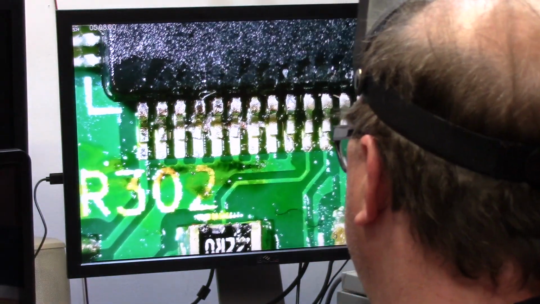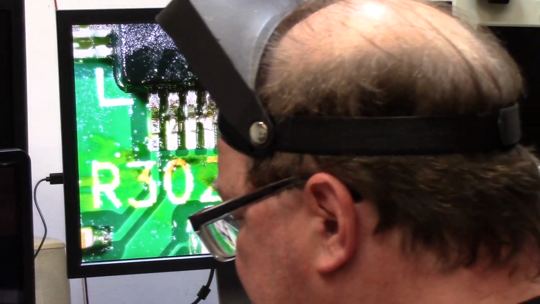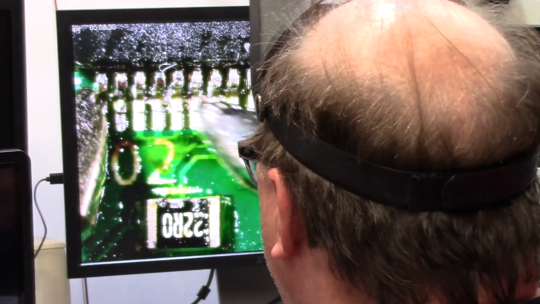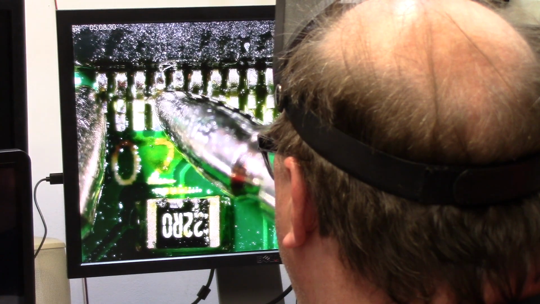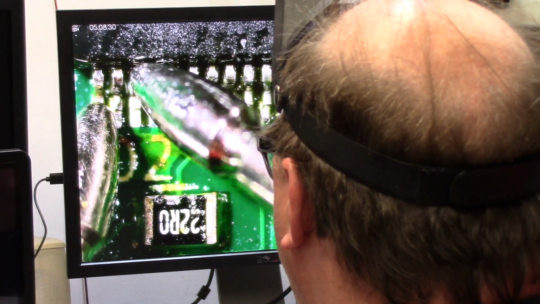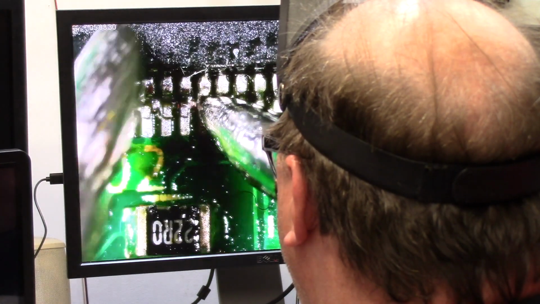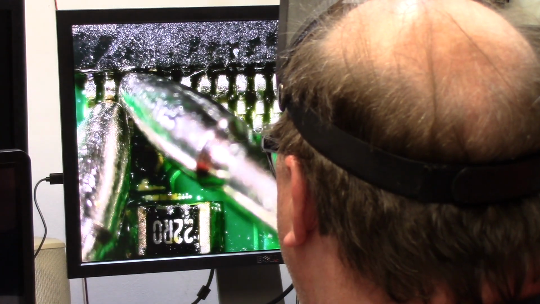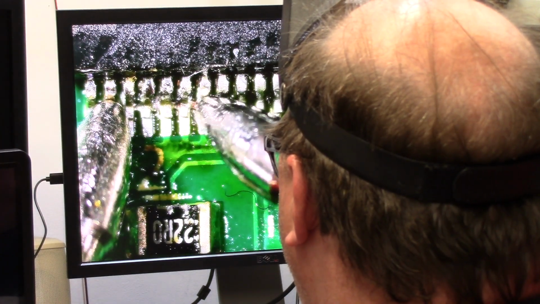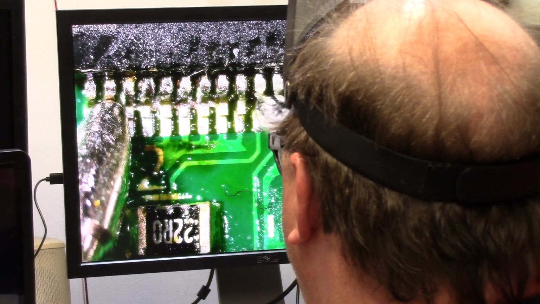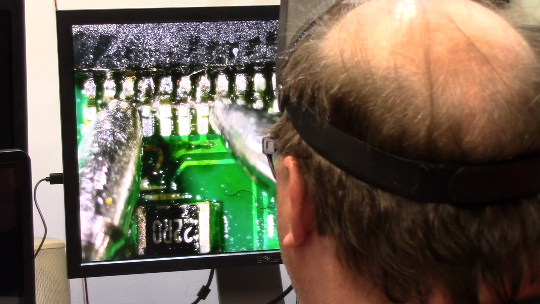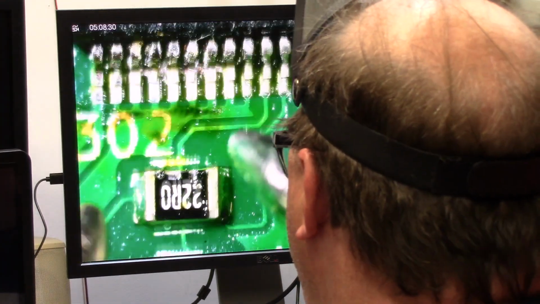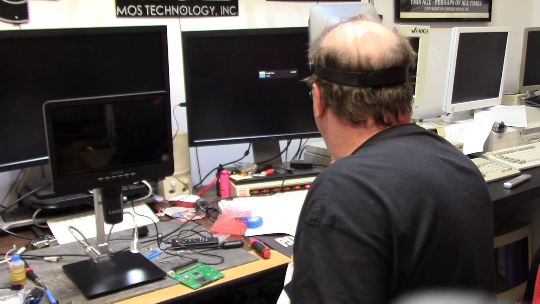Temperature check. Same continuity check across the lines. Why not? It's this one. That was it. This is the first bridged one. This one. Okay. Very impressed so far.